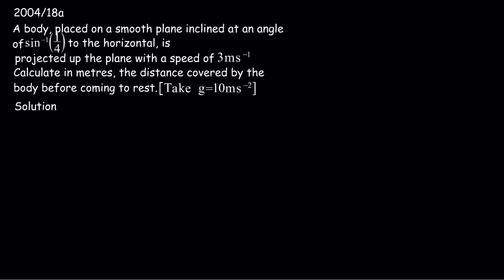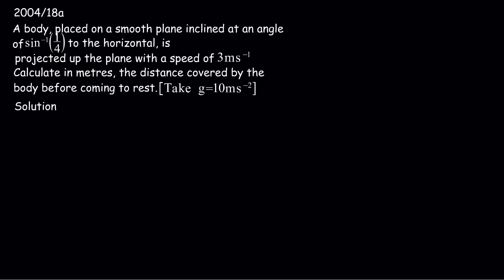We have another question from 2004. It states that a body placed on a smooth plane inclined at an angle of arc sine 1/4 to the horizontal is projected up the plane with a speed of 3 meters per second. Calculate in meters the distance covered by the body before coming to rest. Take g to be equal to 10 meters per second square.